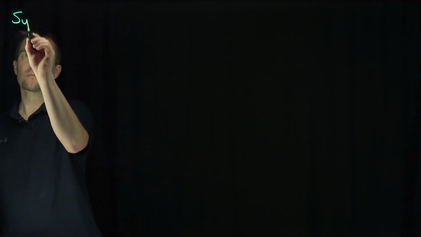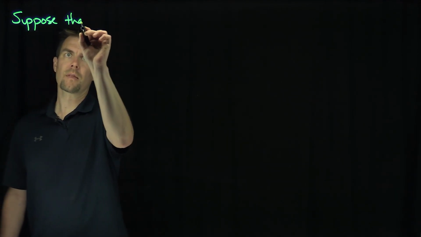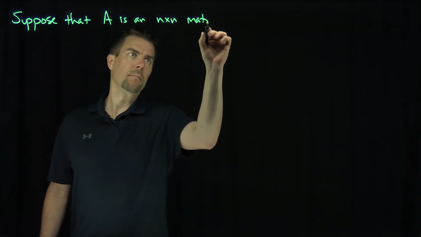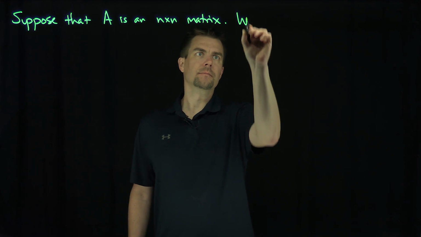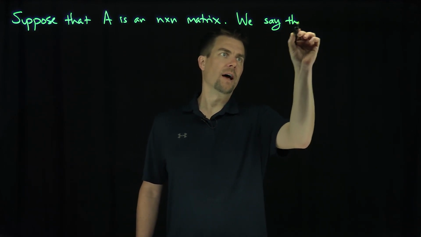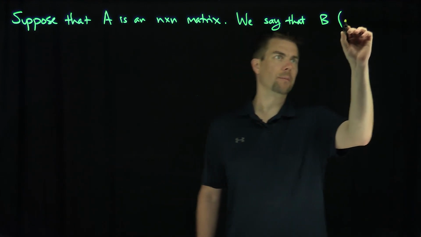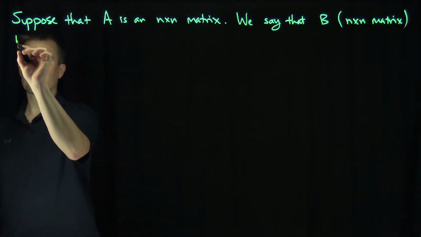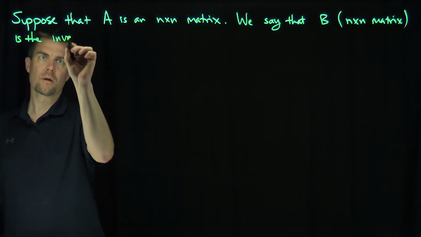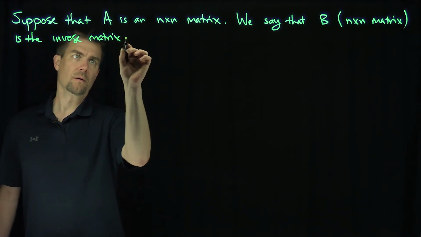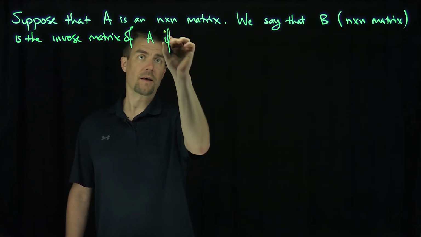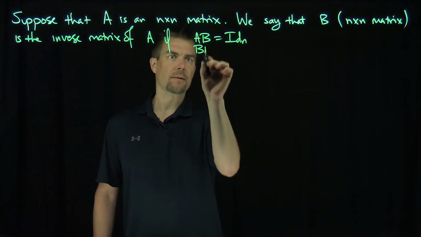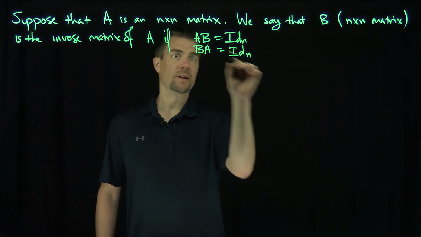Let's suppose that A is an n by n matrix. We say that B, which is also an n by n matrix, is the inverse matrix of A if A times B is the n-dimensional identity and B times A is the n-dimensional identity, like so.